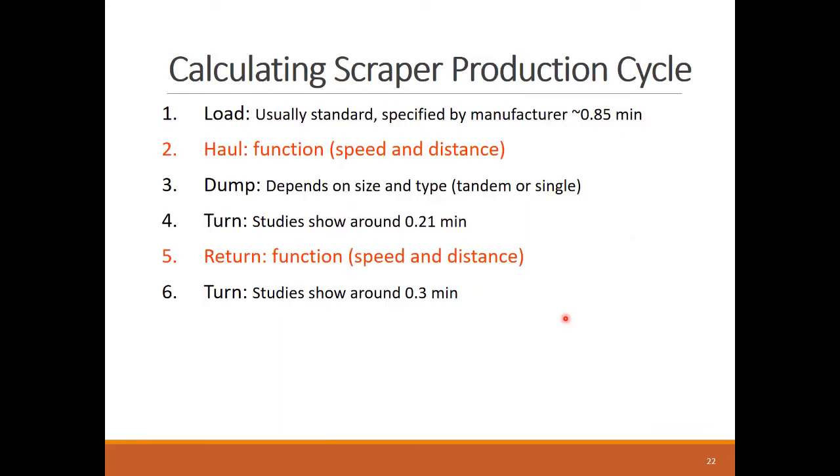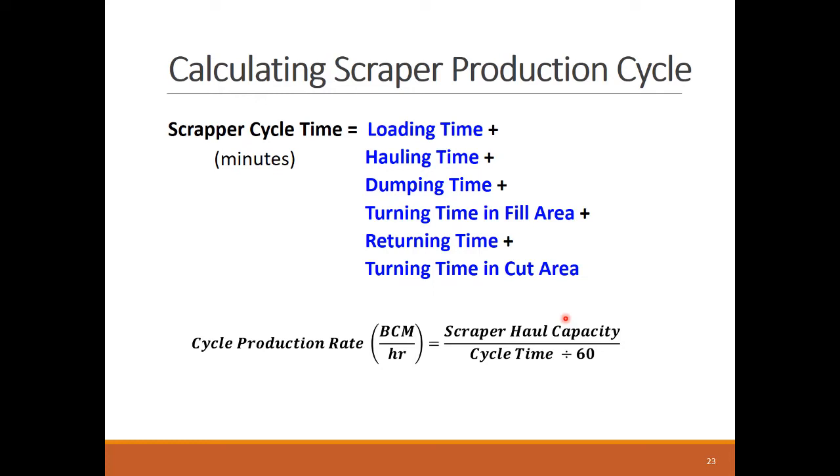So here's a summary of the steps of calculating the scraper cycle time. In detailed scraper cycle estimates, the haul and return times are broken down to segments of acceleration, normal speed, and deceleration for more accurate time estimates. For accurate production estimates, it's recommended to account for acceleration and deceleration times before and after the scraper haul and return trips. Adding up all these times will result in the total cycle time.